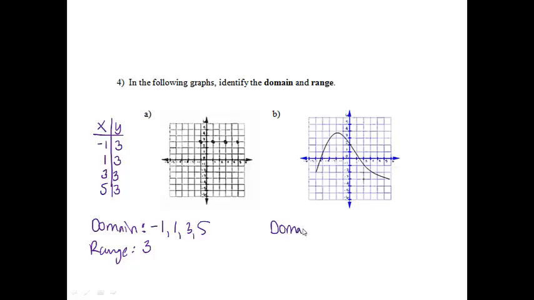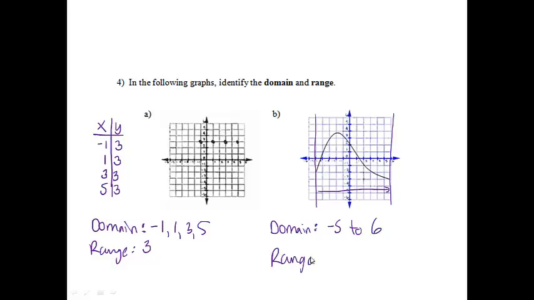Okay, part B is a connected graph. So when we're looking at the domain, we're looking at how far does this graph go to the left, and then how far does it go to the right. Okay, so if I'm looking at how far it starts to the left, it starts over at -5, and then it goes all the way over to x equals 6. So that would be my domain.